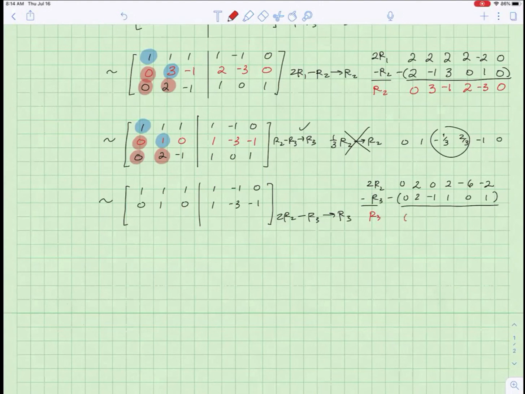And 0 minus 0 is 0. 2 minus 2 is 0. 0 minus negative 1 is a positive 1. 2 minus 1 is also 1. Negative 6 minus 0 is negative 6. And negative 2 minus 1 more is negative 3. So this will become 0, 0, 1, 1, negative 6, negative 3.